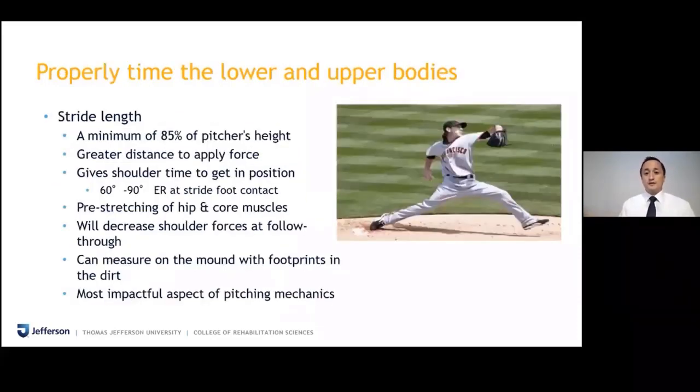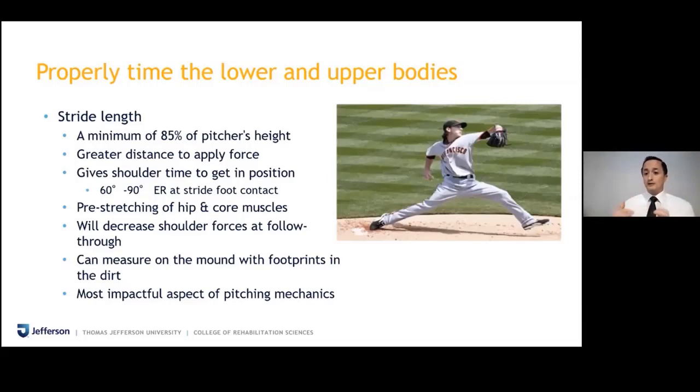The next one in the early cocking phase is properly timing our lower body and our upper body. I look at this as your lower half and your upper half doing two independent things. As you stride out, the distance that you're able to stride really is buying you time, buying your upper extremity time to get your arm in the right position. Because once you have stride foot contact, once that front foot hits, the wave of energy is traveling up your chain, whether your arm's in the right position or not.